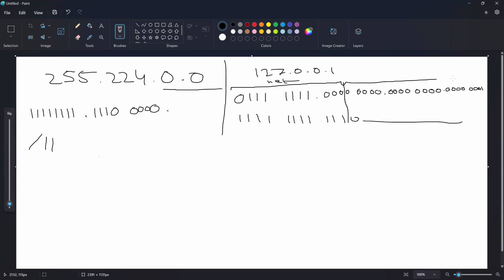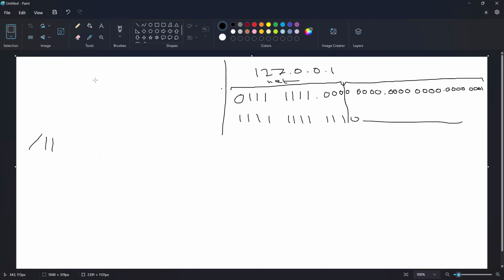And this is the host part. So we need to find the first host and the last host. For that, we need to find two things. One is called the network ID, and the other is the broadcast ID, like I already said. So we already know this is /11, so I'll delete this as well. /11. All right. So here we'll find the network ID.